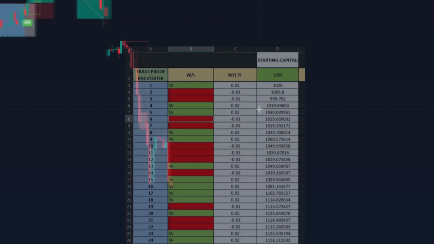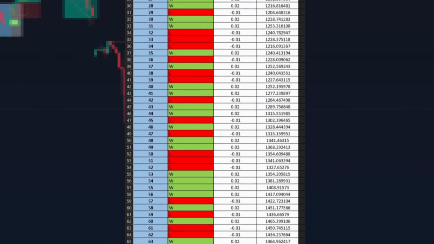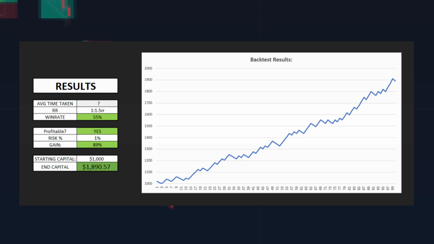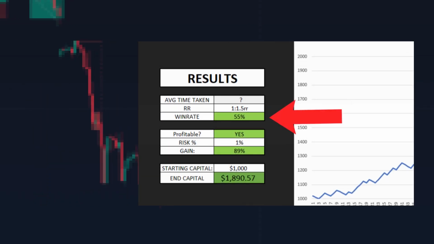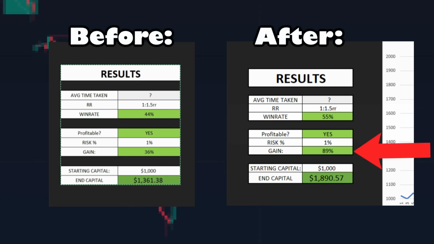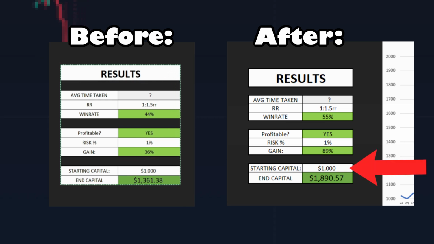Finally, let's look at how the strategy performed. The updated version did much better. This time, the win rate was 55%, which is 11% more than last time. The gain was nearly 90%, more than double what we achieved previously, increasing our account balance from $1,000 to $1,890 over 100 trades.